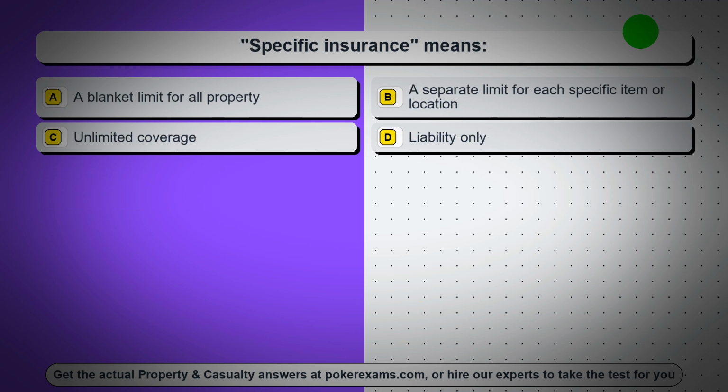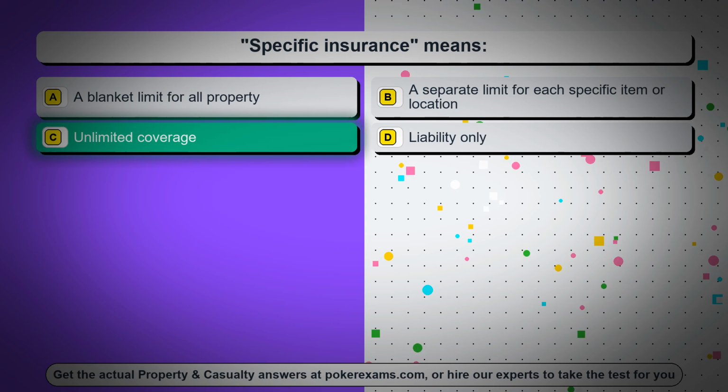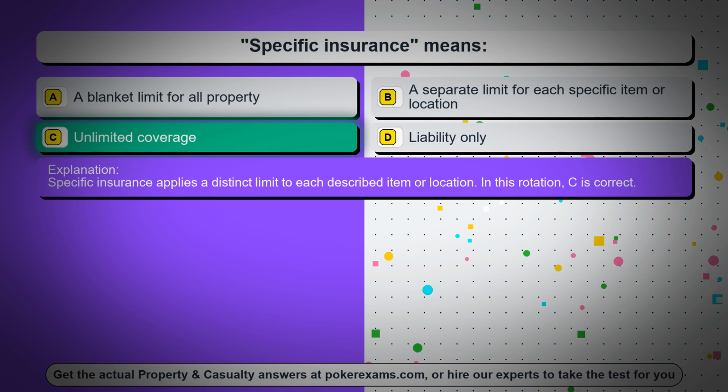Question 54. Specific insurance means. Option A, a blanket limit for all property. Option B, a separate limit for each specific item or location. Option C, unlimited coverage. Option D, liability only. The correct answer is option C, unlimited coverage. Specific insurance applies a distinct limit to each described item or location. In this rotation, C is correct.